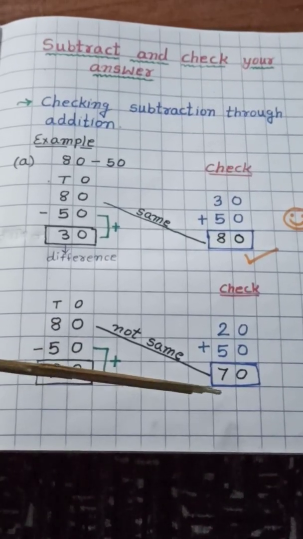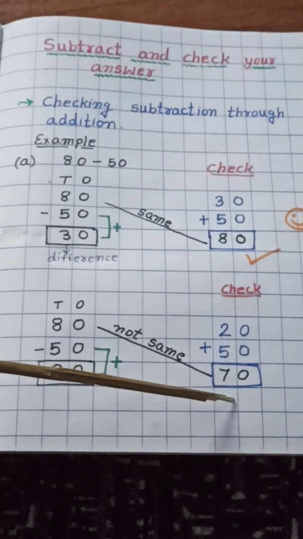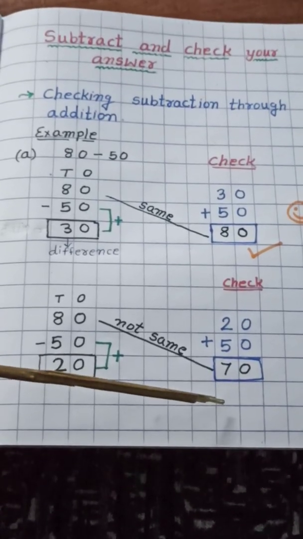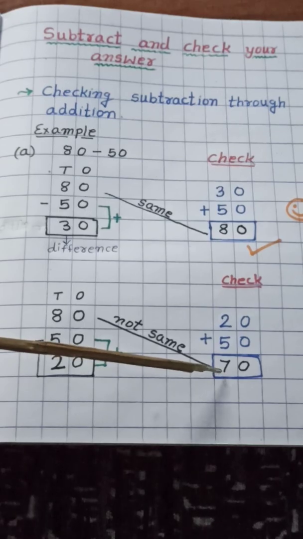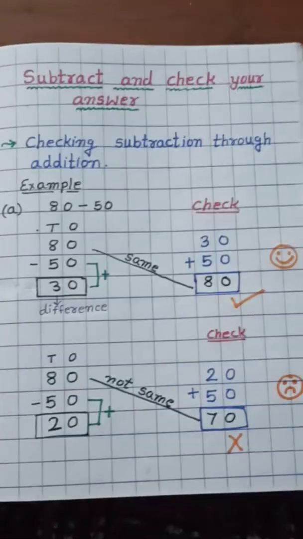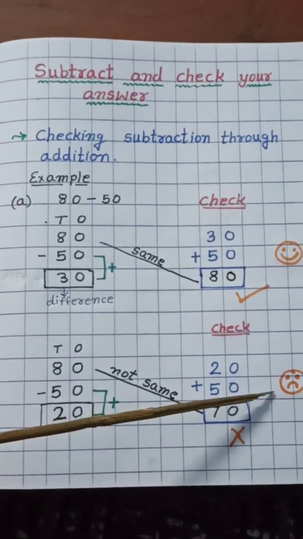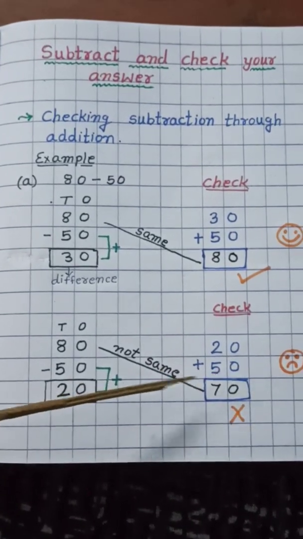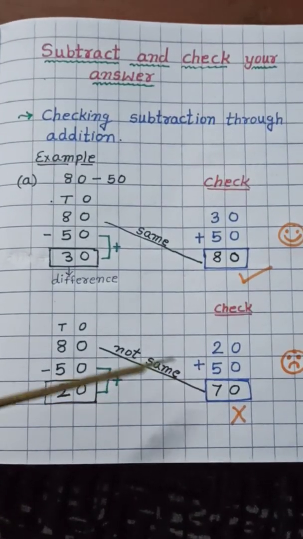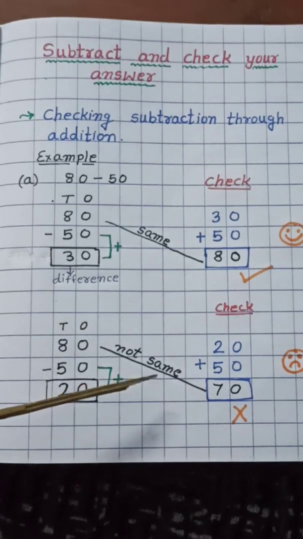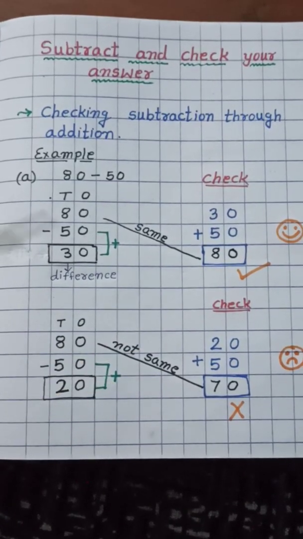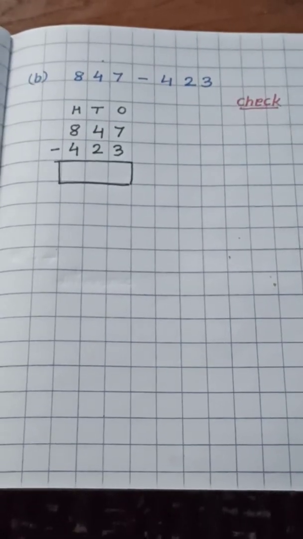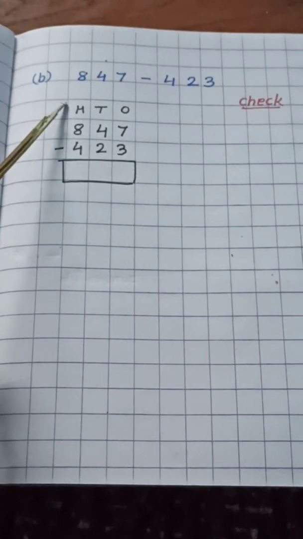So what do we put here, students? Here we put a cross. Why? Because the answer is wrong. So here also I have drawn a sad face for the wrong answer, right? So this way you have to check the answer. Okay, children? Let's take one more example.